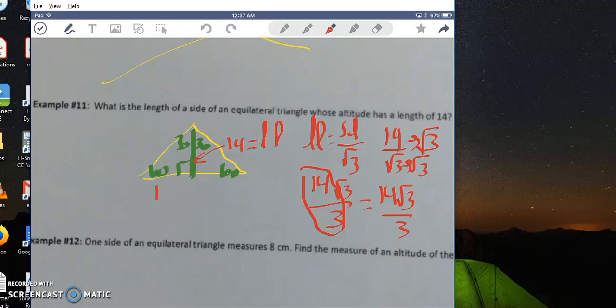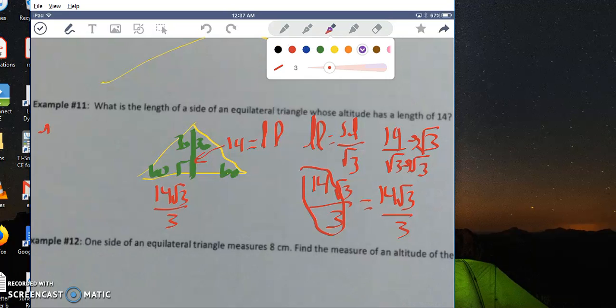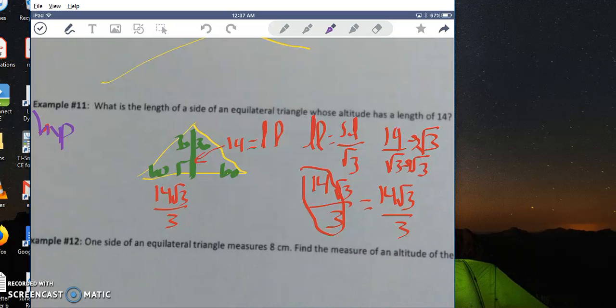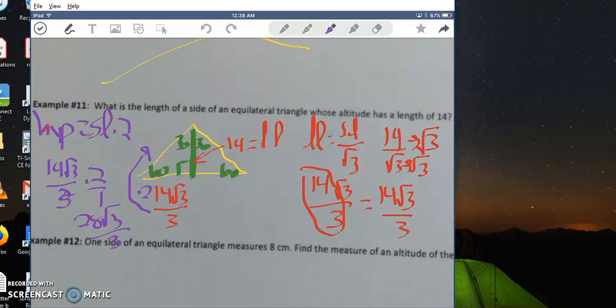So that's going to be the short leg. It's 14 radical 3 over 3. Now remember, to get to the hypotenuse, we take the short leg and we multiply it times 2. So in this situation, it's going to be 14 radical 3 over 3 times 2. Well, when you multiply straight across, you end up with 28 radical 3 over 3. Can these simplify? No, they cannot, so that is just going to be your answer.